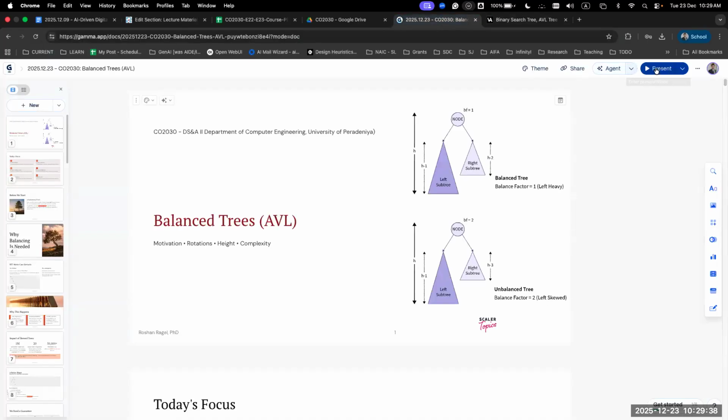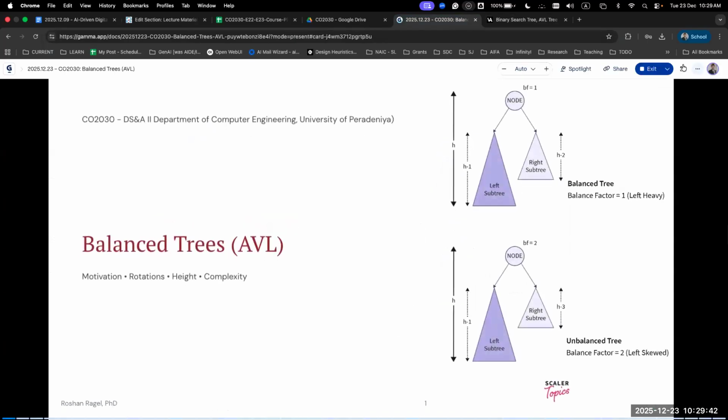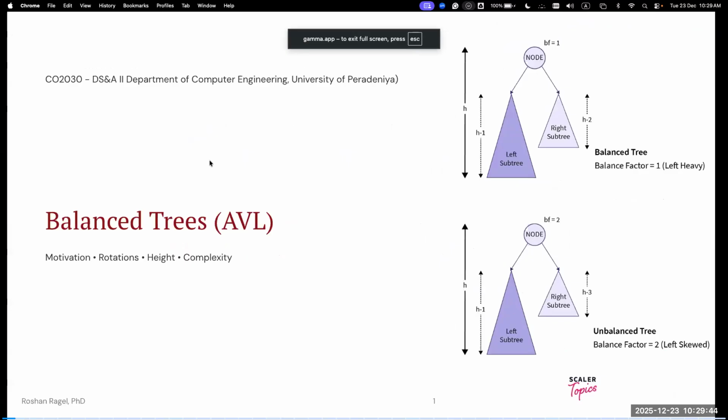Let me go back to the slide deck. And with that background, we are going to get into the binary search, particularly the balanced binary search tree. Although I call it balanced trees, it's actually a balanced binary search tree. The binary search tree we are talking about is AVL, right?